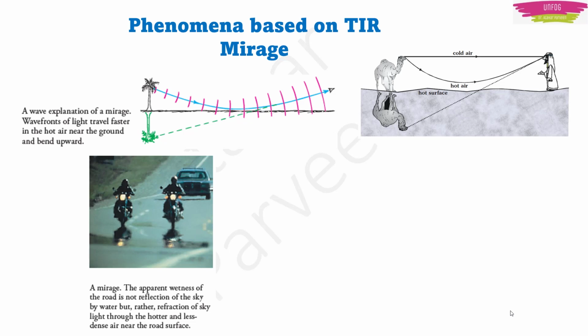So what happens here is a wave will pass from that object and it will fall on the ground, because light will travel faster in the hot air, which is near the ground. Near the ground you have hot air, right? So that light will bend up. It will hit the ground, it will bend up. There you can see the bigger wavefronts. If you draw that optical ray, you will find the inverted image, and also you can see some illusion that there is some water. Okay, so this is known as mirage.